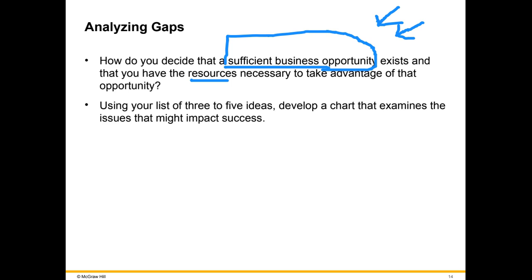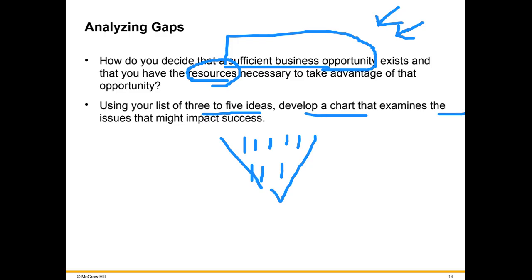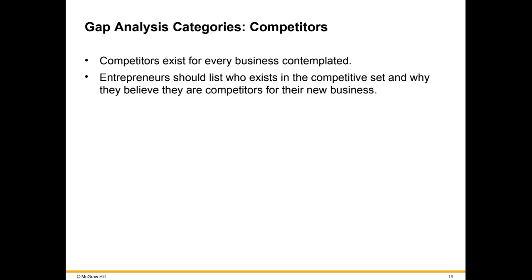Using your list, shortlist your 5 ideas to 3 ideas. This is a kind of funnel approach to develop a chart that examines the issues that might impact success. That will help you to focus on the ideas. Then you'll also be focusing on the competitors. Competitors exist for every business. So you cannot avoid competitors.